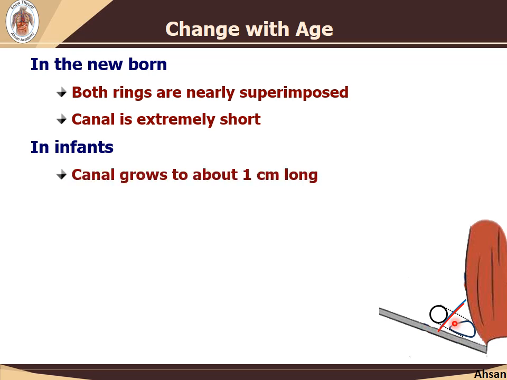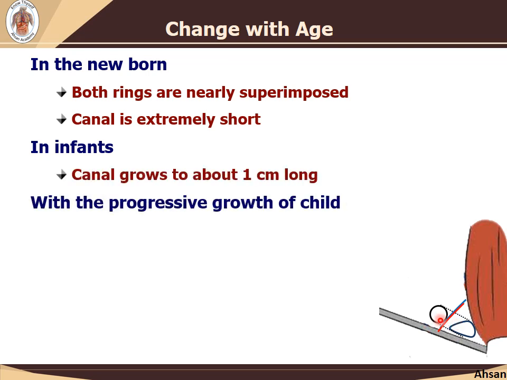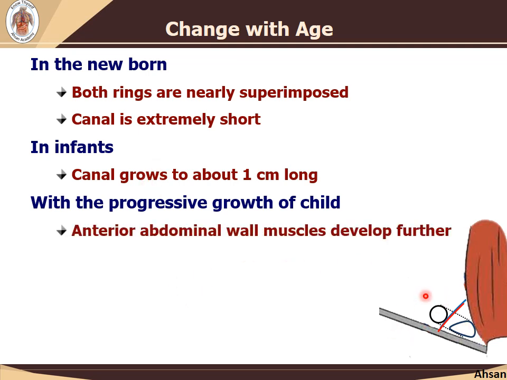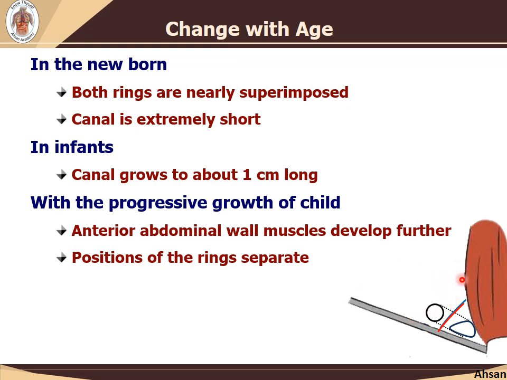Gradually, with age, it grows, and it is about 1 centimeter in the infant, and it keeps growing further, and the rings separate from each other like this one. So you can imagine the canal becomes longer. The length increases, so the anterior and posterior walls can collapse and give some valve-like protection to this area. So the younger the person, the weaker this place is relative to the adult.